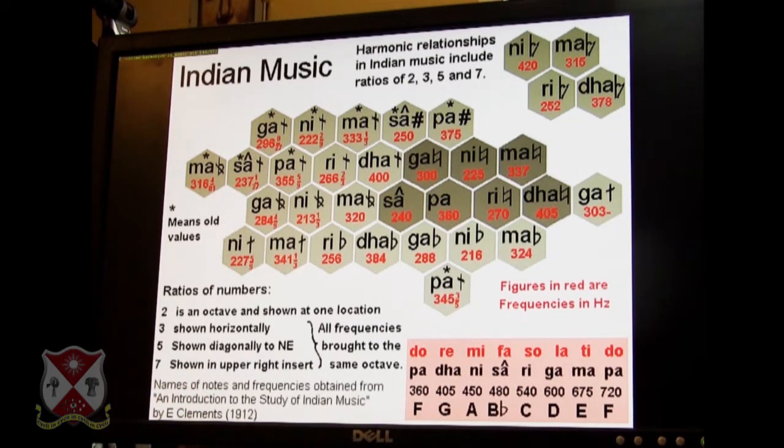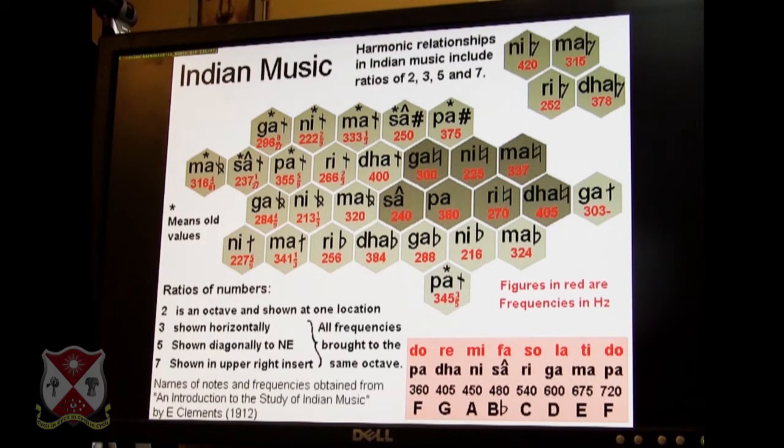extra ones. And I had a memory of having heard at some stage that Indian music had some extra notes in than what we have. So I went into the university music library and I found a book called An Introduction to the Study of Indian Music by E. Clements, written in 1912.